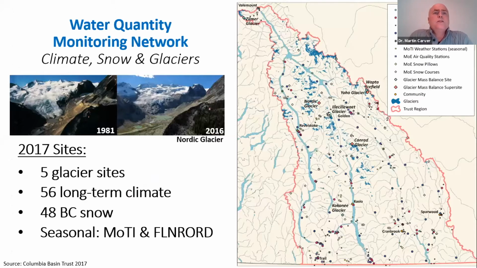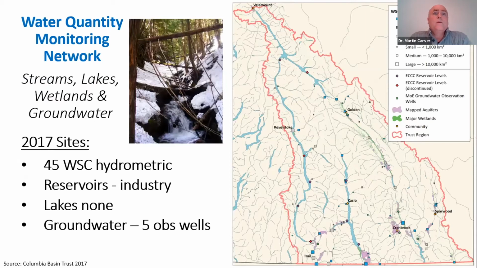Okay, so I'm just going to very quickly, just to concretize it a bit, give you 4 slides here showing the monitoring network, dated though to 4 years ago when this was put together. So you can see the cryosphere here, the climate, snow, and glaciers. There are a number of glacier sites, some long-term climate stations, snow survey sites, and some seasonal sites. For water quantity, we have hydrometric stations, reservoirs being monitored for their levels, no lakes being monitored, and 5 OBS wells for groundwater. And again, this is 4 years old. There'll be some changes, but not a lot.